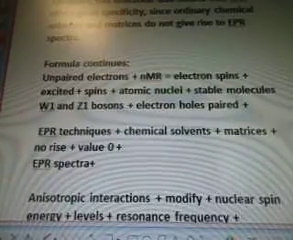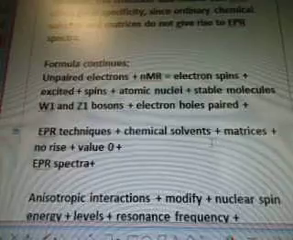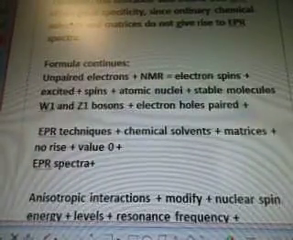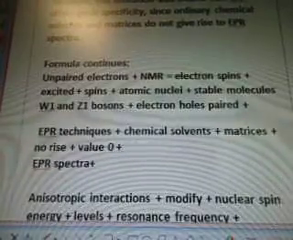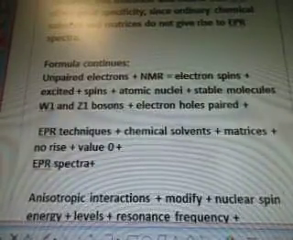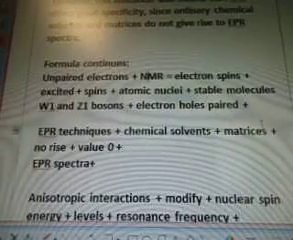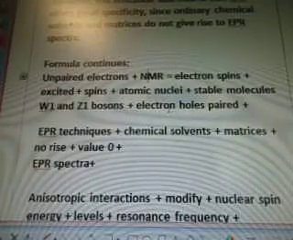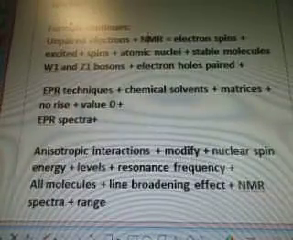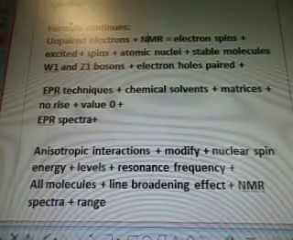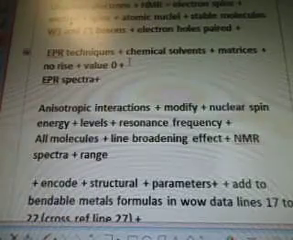Formula continues. Unpaired electrons, NMR electron spins, supposed to be capital N, equals electron spins plus excited spins, atomic nuclei, stable molecules, W1 and Z1 bosons. I don't know if it's plus or minus. Not sure. Electron holes paired, EPR techniques, chemical solvents, matrices, no rise value 0, plus EPR spectra.